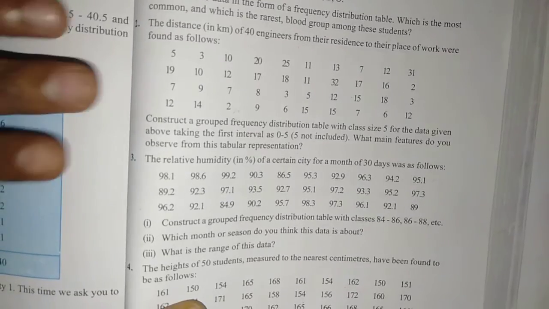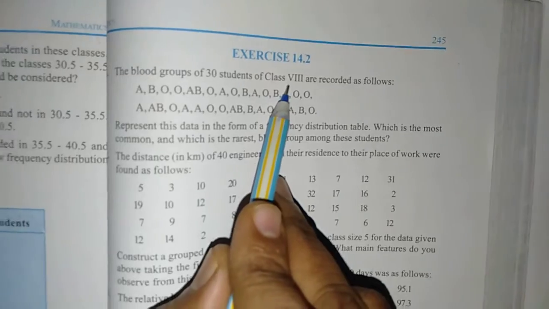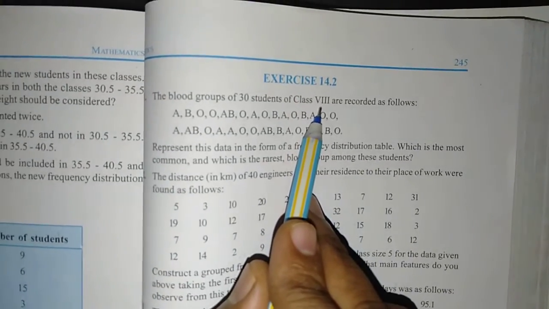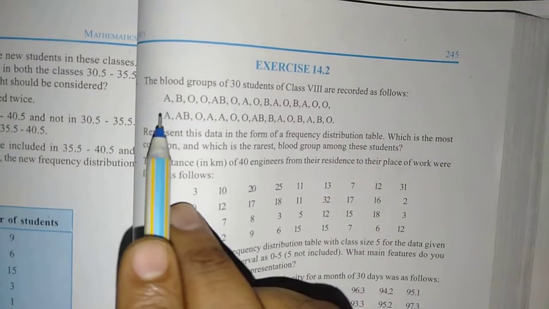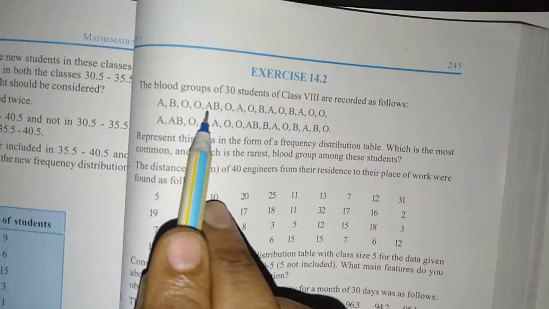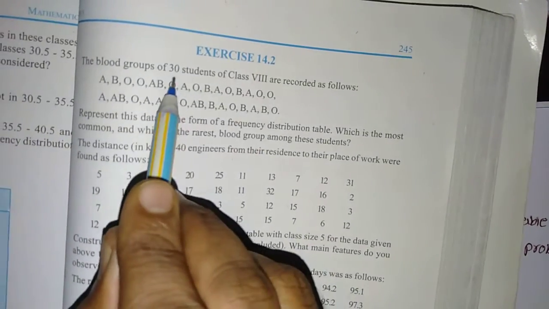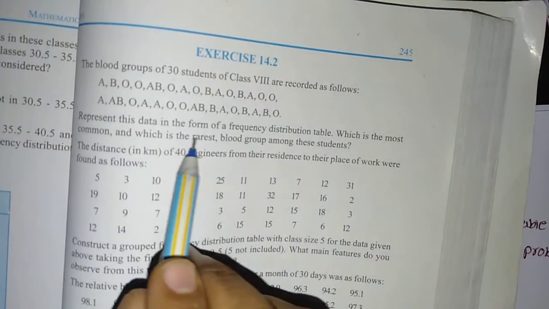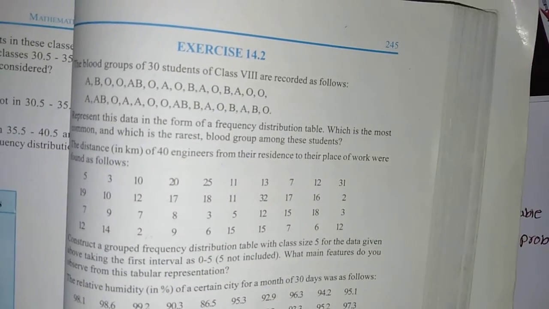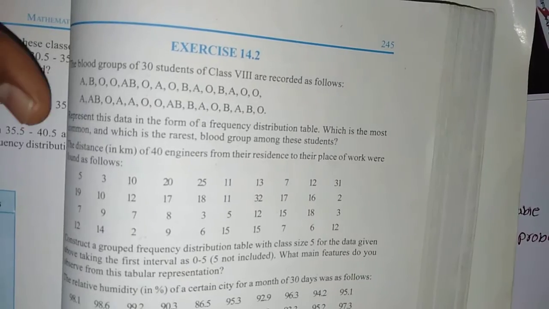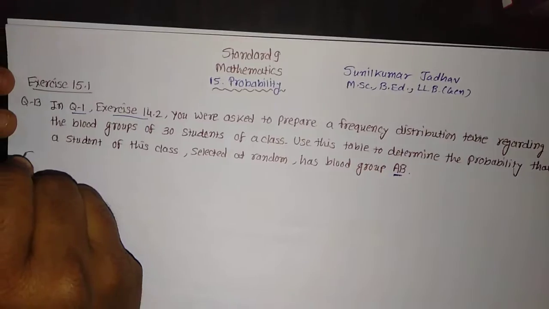14.2, question number 1. The blood groups of 30 students of class 8th are recorded as follows: A, B, O, A, B, like this. They have given it for 30 students. Represent this data in the form of a frequency distribution table. So here we want to prepare the frequency distribution table. First of all, we'll prepare the frequency distribution table. Let us begin with the solution.